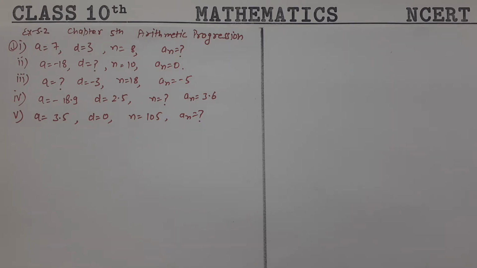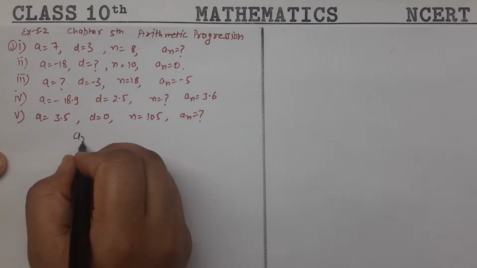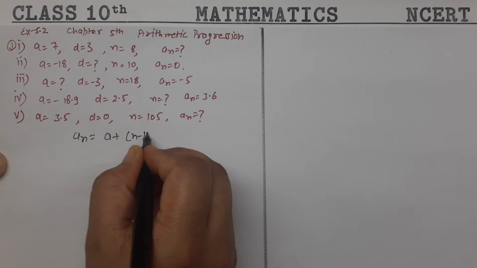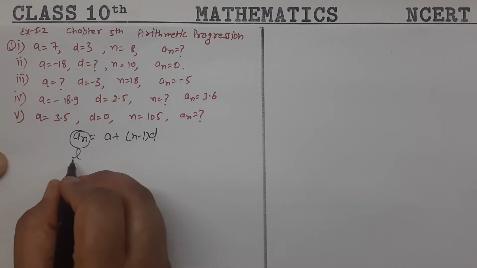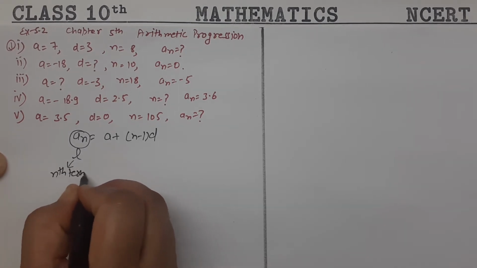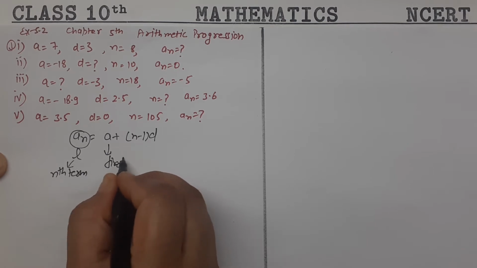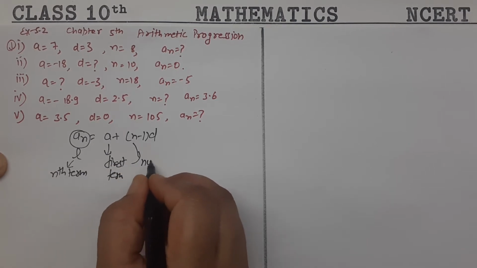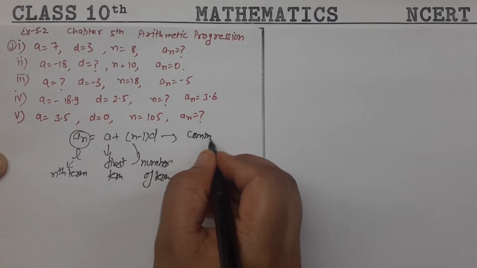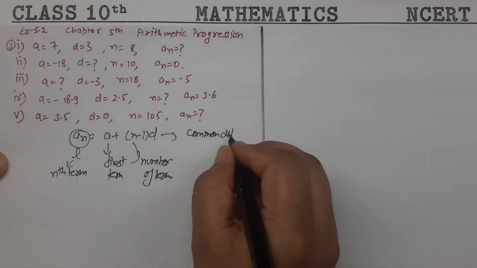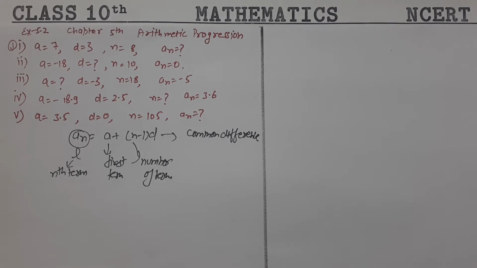Chapter 5, Arithmetic Progression, Exercise 5.2. In exercise 5.2, we have to find the nth term. To find the nth term, the formula is a plus (n minus 1) d. An is also L, that is the nth term; a is the first term; n is the number of terms; and d is the common difference.